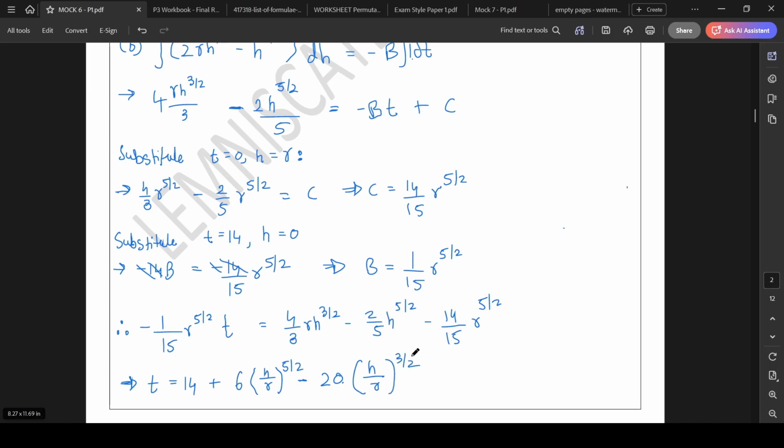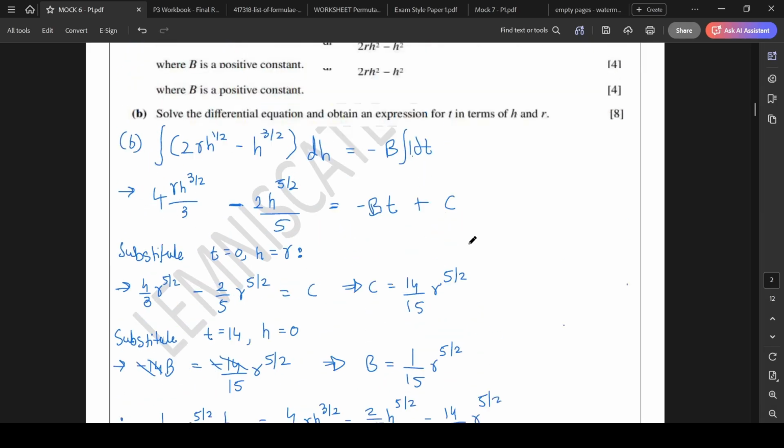So I know that by simplifying it takes quite some time, but it's fine. If you are able to get to this step pretty quickly, then spending some time so that you are not doing any kind of silly mistake is doable. So yeah, that's how we are done with this particular question.